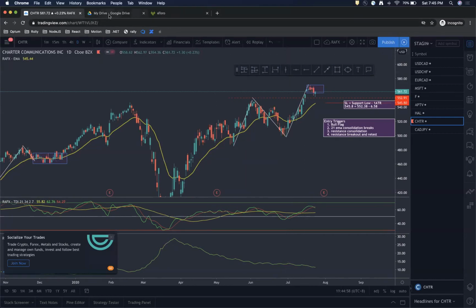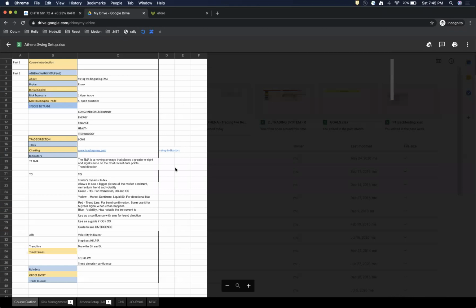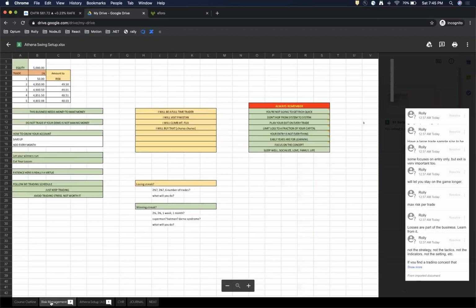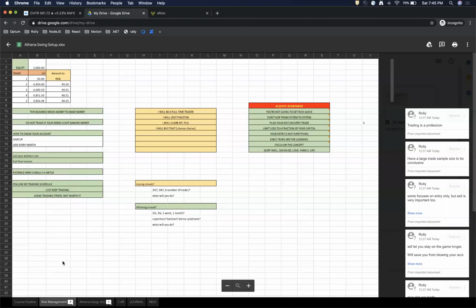So ano ba ang sunod? So time frames, nag-discuss ako kanina kung ano yon, and then the rule sets. So since okay na tayo sa mga indicators, let's move to the risk management first. Let's understand the risk management first.